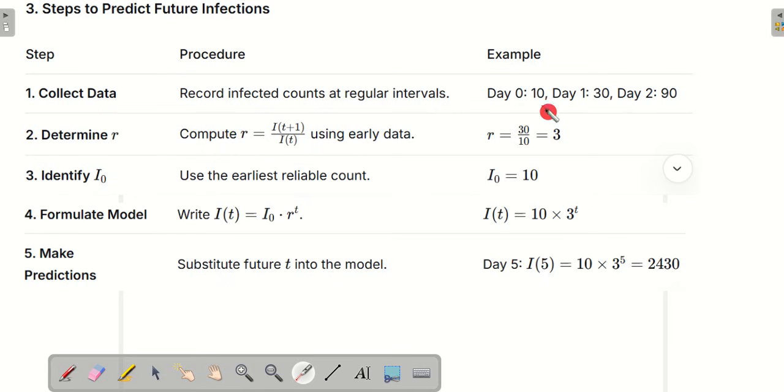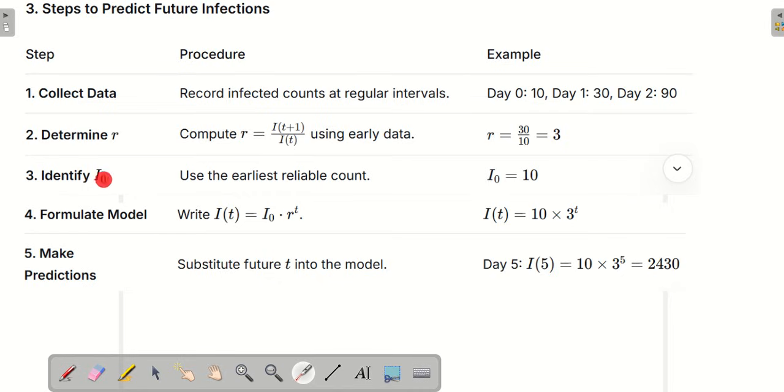So for example, if this is day 1, day 2 over day 1, day 3 over day 2, that is how we are getting this. So it is just the normal way of finding common ratio. Good. So for example, here we will have 30 over 10, or you can have 90 over 30. It will give you 3.